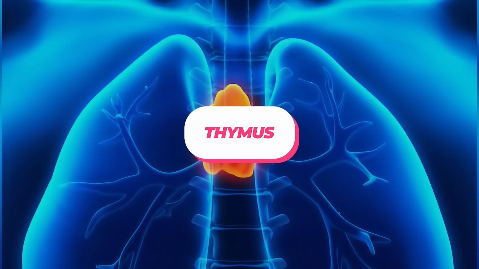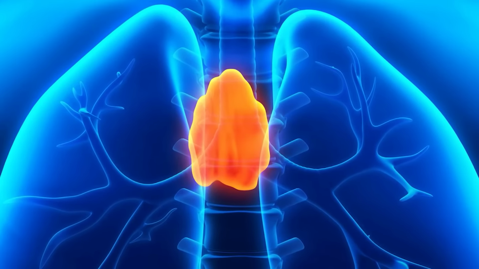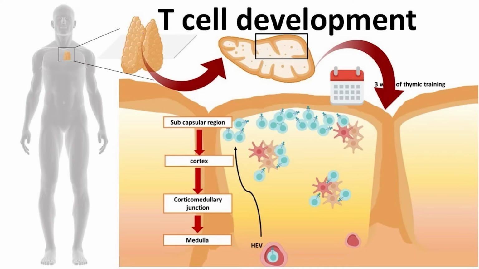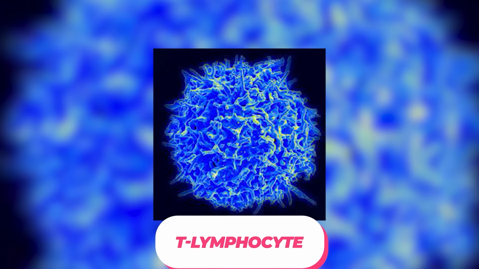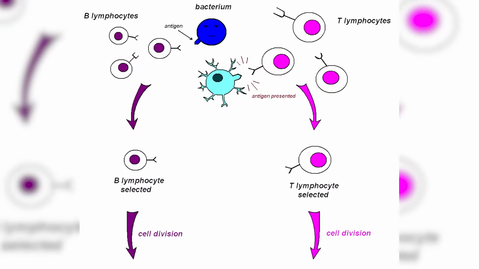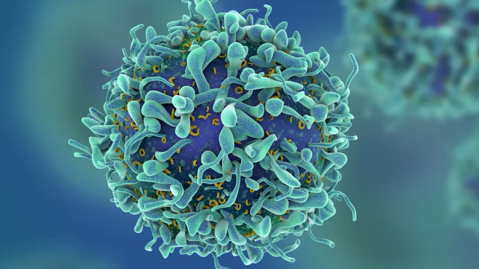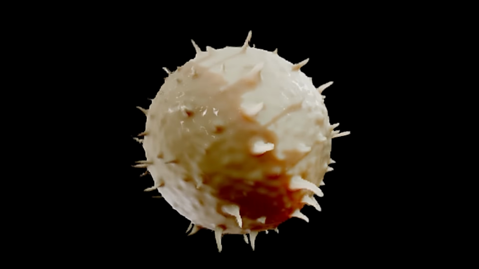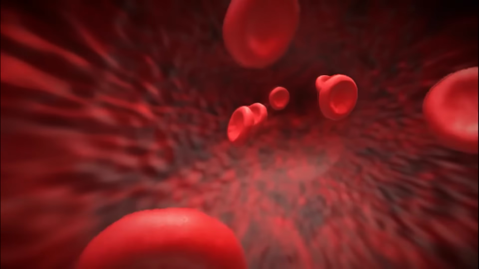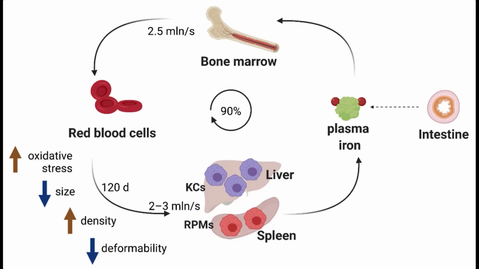Thymus. The thymus is a gland located in the chest that is responsible for the production and maturation of a type of white blood cells called T lymphocytes, which play a crucial role in the immune response. T lymphocytes, also called T cells, are a type of white blood cells that are crucial for the immune response. They are produced in the bone marrow and mature in the thymus.